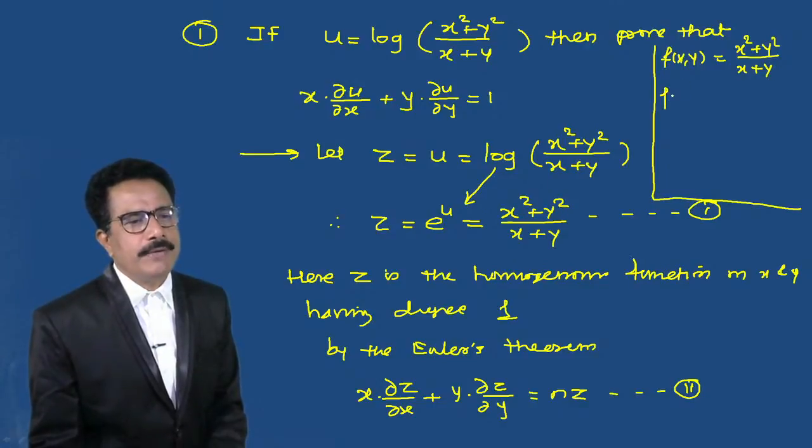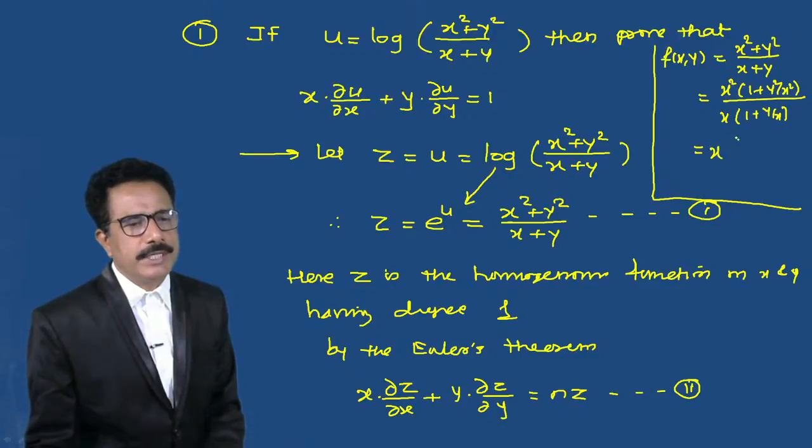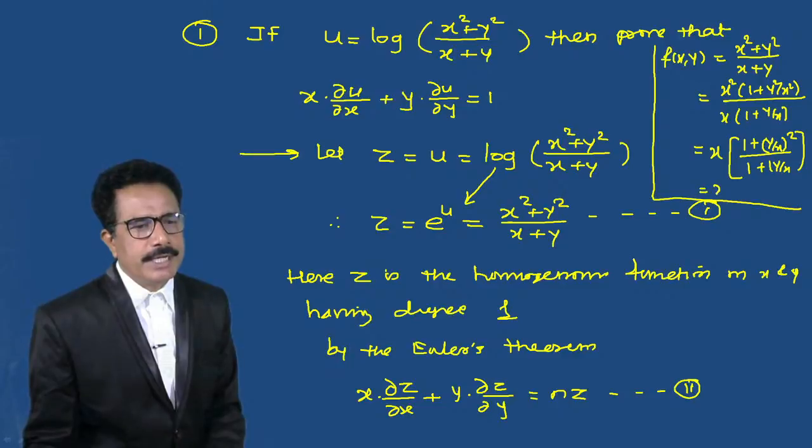Take the highest power common, which is equals to x square common, x in a bracket 1 plus y square divided by x square divided by x in a bracket 1 plus y by x. x square, x cancel होतो, इथं येतो x in a bracket 1 plus y by x bracket square divided by 1 plus y by x. So it can be written as x f of y by x.